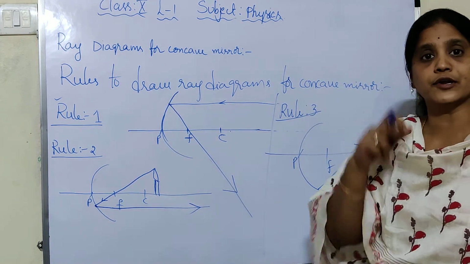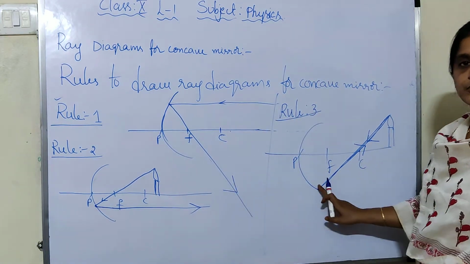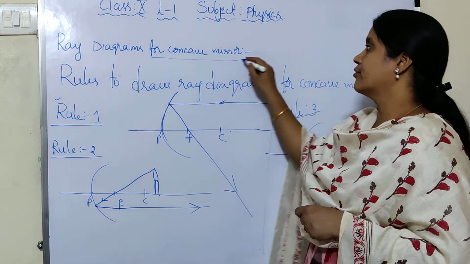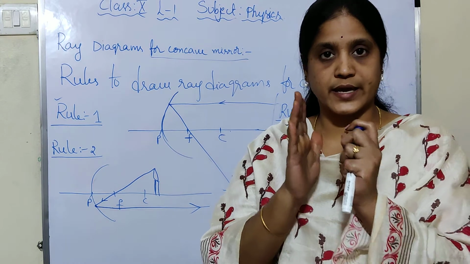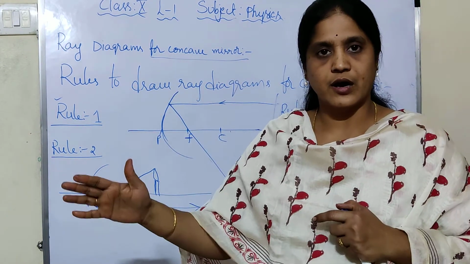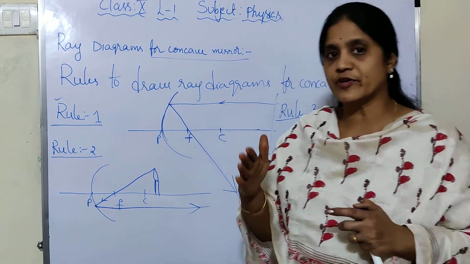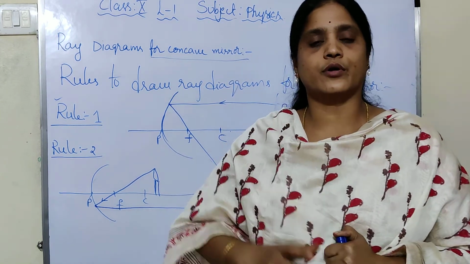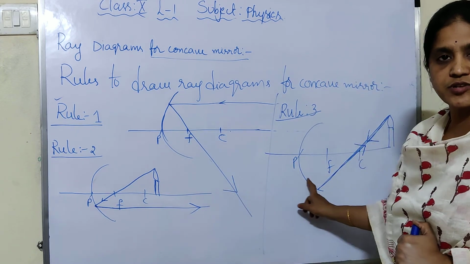Instead of drawing the normals in every condition, we follow these three rules to draw the ray diagrams for a concave mirror. In the lab activity, we discussed placing a candle at infinity, beyond C, at C, and in different situations, and we observed the types of images. In all these cases, how to draw the ray diagrams, we can find out by using these three rules.